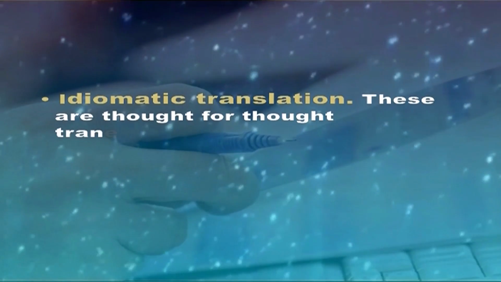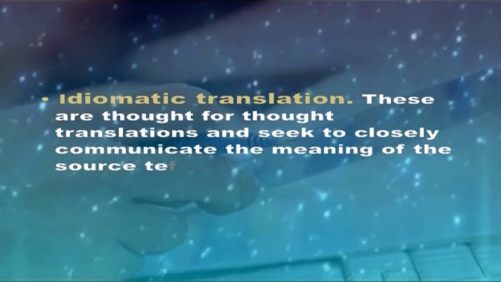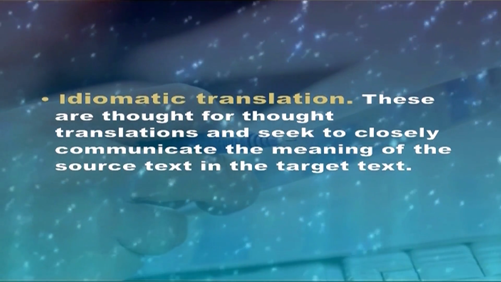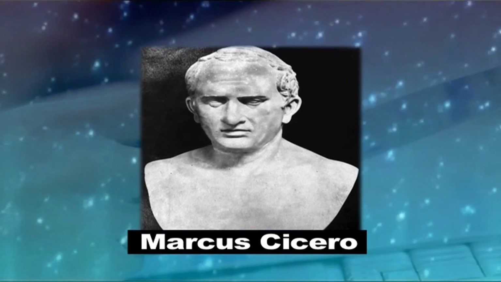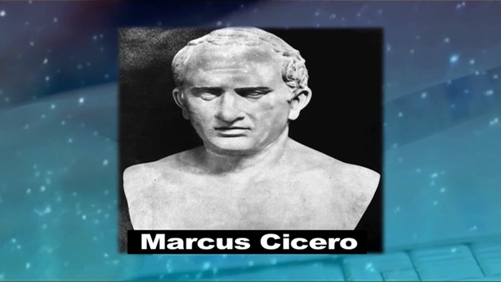The second is idiomatic translation. These are thought-for-thought translations and seek to closely communicate the meaning of the source text in the target text. This theory of translation can be traced back to Marcus Cicero, Roman statesman, orator, and writer who lived in the 1st century BC. He translated many Greek works into Latin using the sense-for-sense approach. He was against word-for-word approach because such translation to him sounded strange.